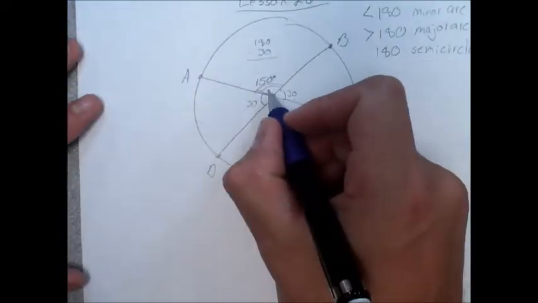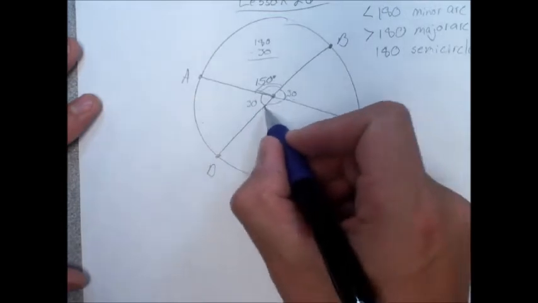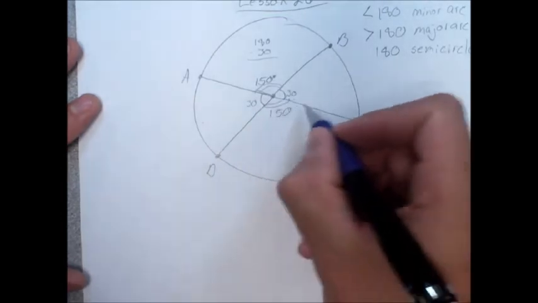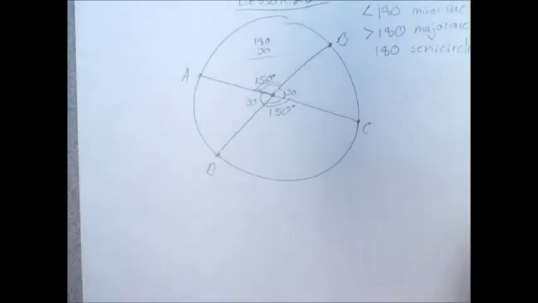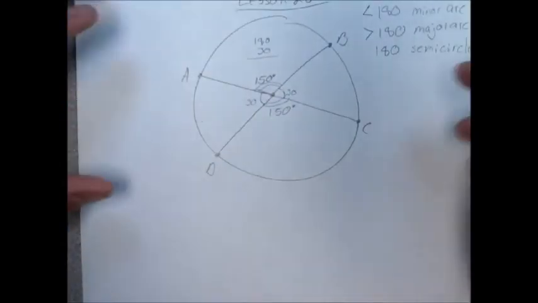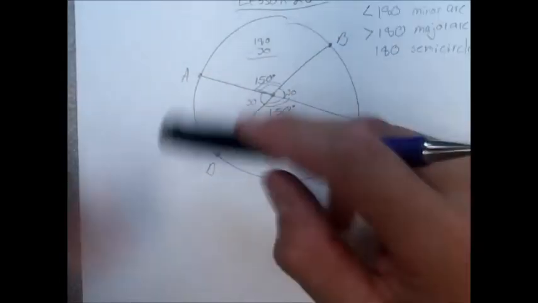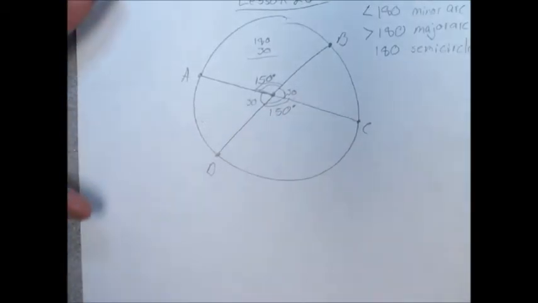So if this angle is 150, then what is this angle? 150 as well. And those are called what kind of angles? They are called vertical angles, as I just stated a second ago. So these vertical angles are congruent always. That is just a little bit of a reminder. Those are some of those definitions.